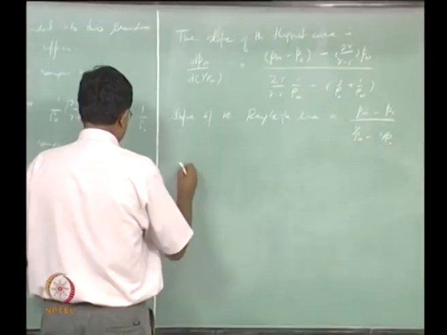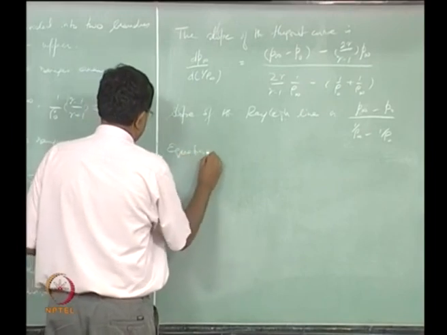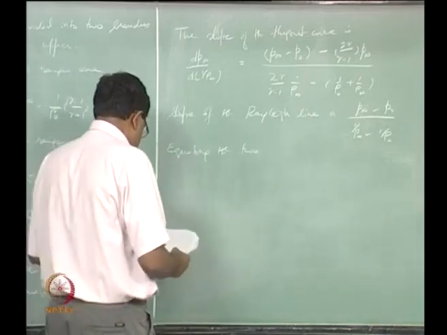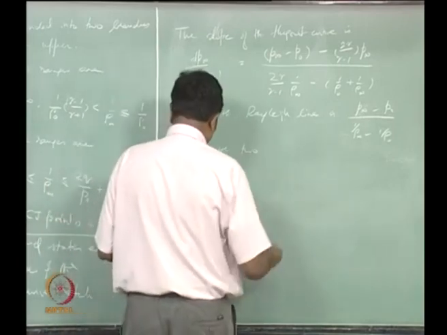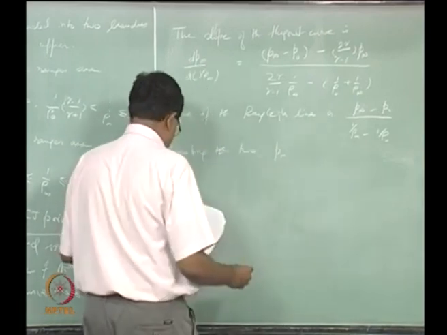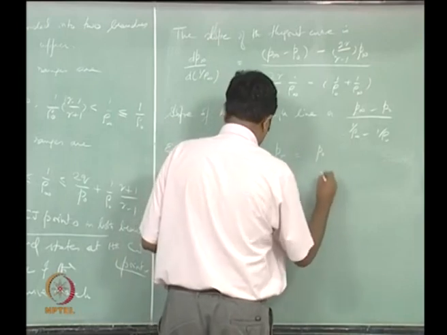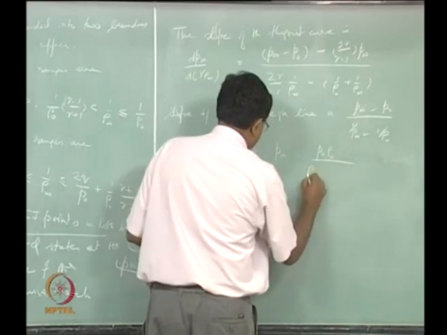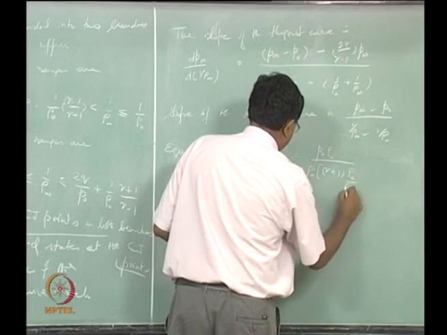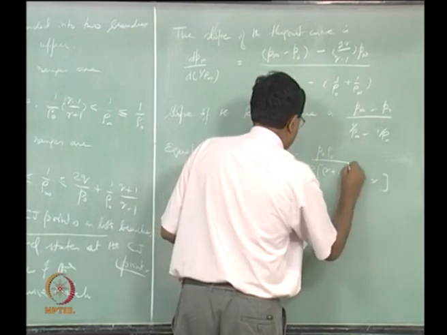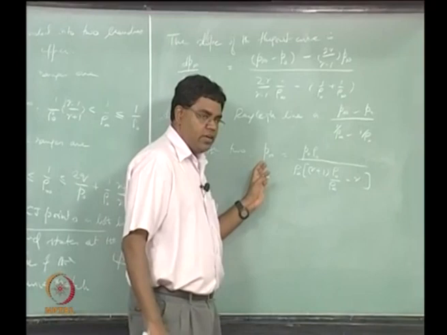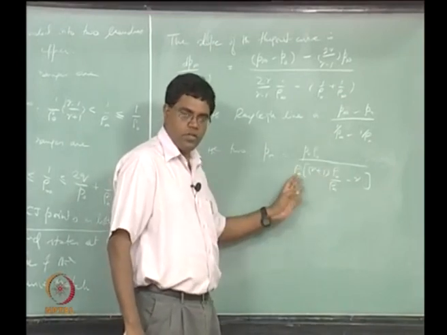So equating the two, we can get, for example, P_infinity equal to P_naught rho_naught divided by rho_infinity times (gamma plus 1) rho_naught divided by rho_infinity minus gamma. So here we have eliminated, or written an expression for P_infinity in terms of the other three: P_naught, rho_naught and rho_infinity.